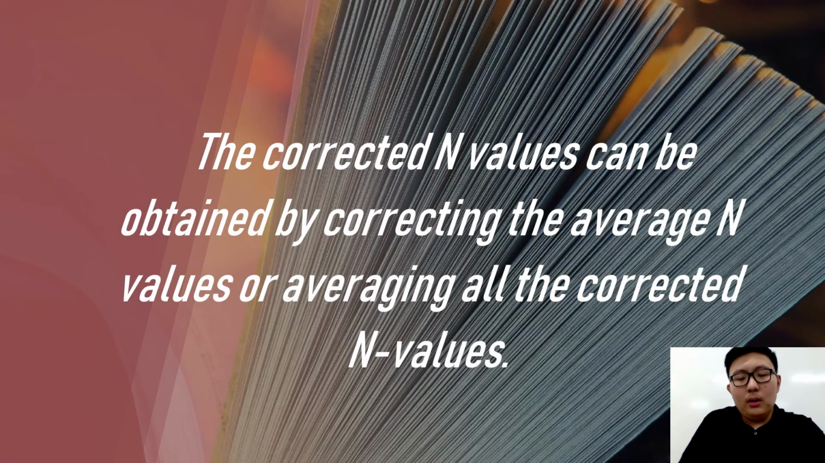For correcting N values, Bowles said that the corrected N values can be obtained by correcting the average N values or averaging all the corrected N values. Again, to obtain corrected N values, you could average the N values for the entire soil layer first and then correct the N value. Or you could correct the N value for each soil layer and then average all the corrected N values.